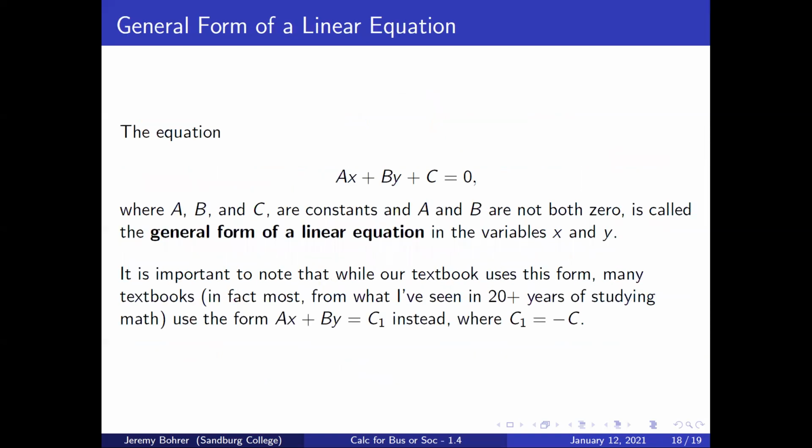The general form of a linear equation, the equation ax + by + c equals 0, where a, b, and c are constants and a and b are not both 0, is called the general form of a linear equation in the variables x and y. It's important to note that while our textbook uses this form, many textbooks, in fact most from what I've seen in 20 plus years of teaching and studying math, use the form ax + by equals c1 instead, where c1 is equal to -c.